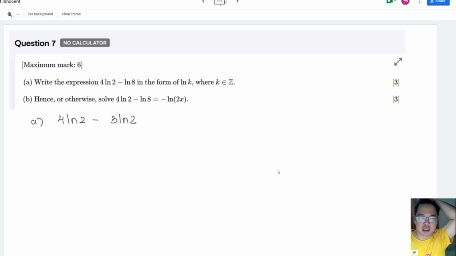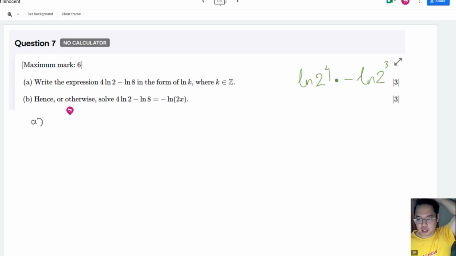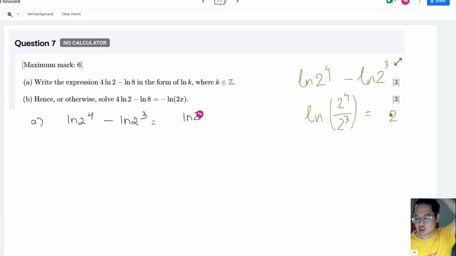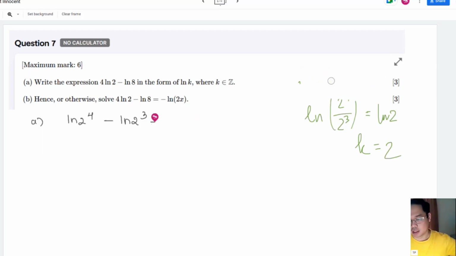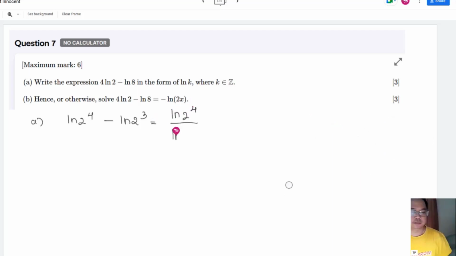Actually, you can combine them by simply writing the ln of the ratio. Here, 4 times ln 2 means ln of 2 power 4. And then ln 8 is ln of 2 power 3. And the subtraction between them is ln of 2 power 4 on the top and 2 power 3 at the bottom. And the ratio here is simply 2. That's the ln 2. And therefore, k is 2, which is an integer.